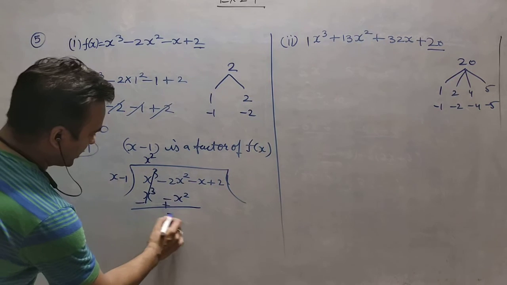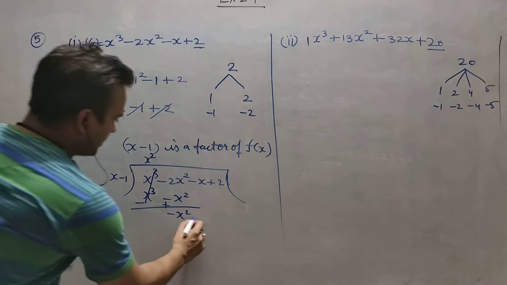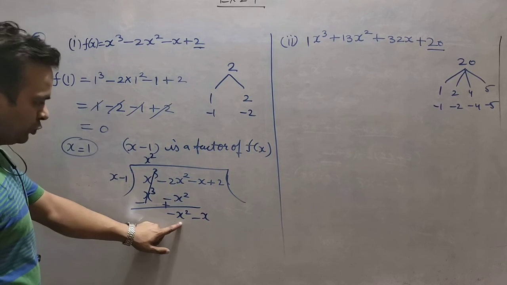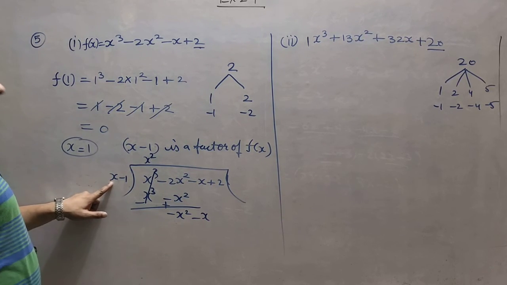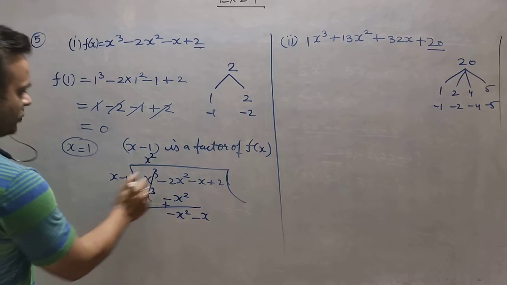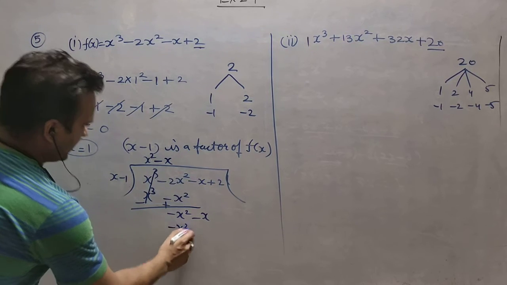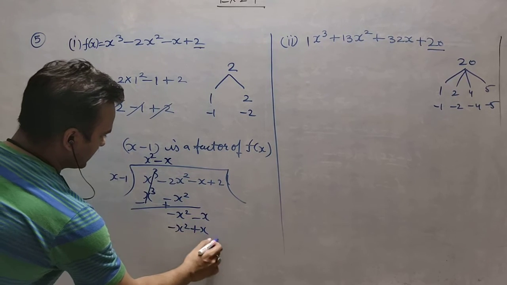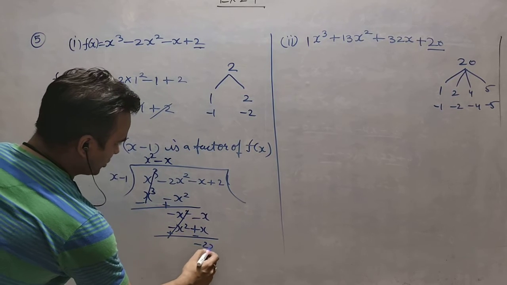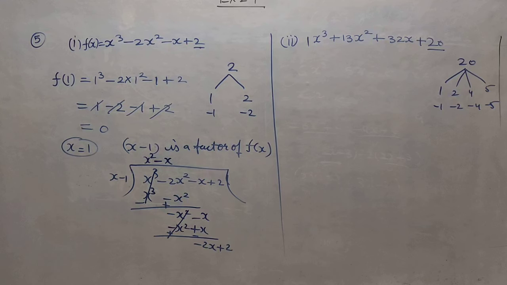Now we are coming to the next one. This is minus x square, and you can note down the next one. Now we have to make this one by multiplying in this. So what we have to multiply in x so that it can be minus x square, minus x, so that it can be a minus x square, and it will be plus x. Now it is plus, it is minus, it is minus 2x and plus 2, right?